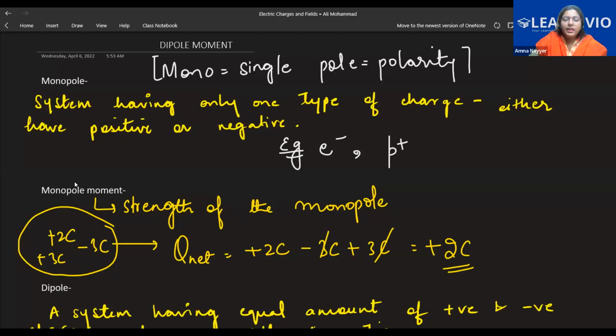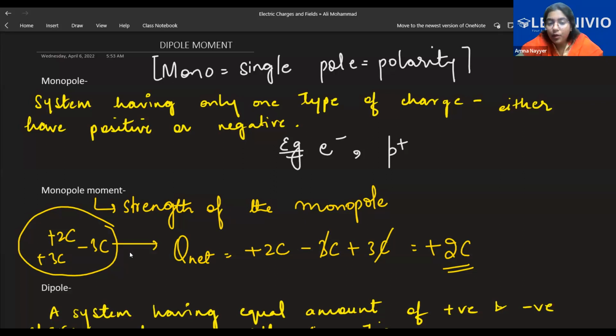Now look, plus 2 coulomb is a monopole, because it has only positive charge. Plus 3 is a monopole, it has positive charge. Minus 3 is a monopole. But when we have a collection of monopoles, for their strength calculation we can add the charges together, and this is what is called the monopole moment. Now this was about monopole, and this was easy, we have studied it also.